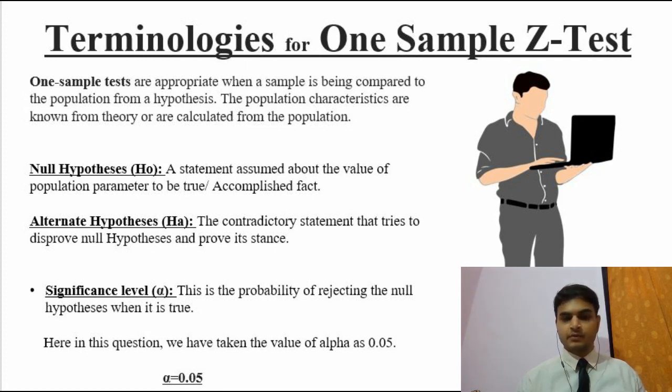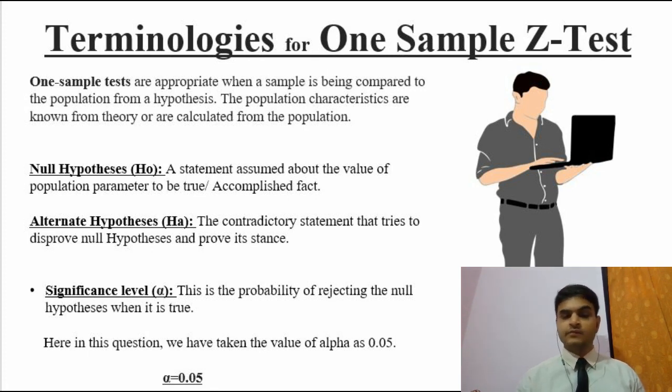One of them is the null hypothesis, which is H0. It is a statement assumed about the value of any population parameter that we assume to be true, or we can say it is an accomplished fact. Then there is the alternate hypothesis, which we denote as HA. As its name suggests, it is a contradictory statement opposed to H0, and it tries to disprove the null hypothesis and prove itself to be true.